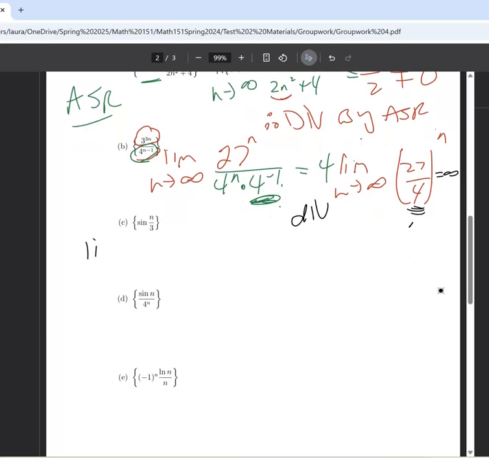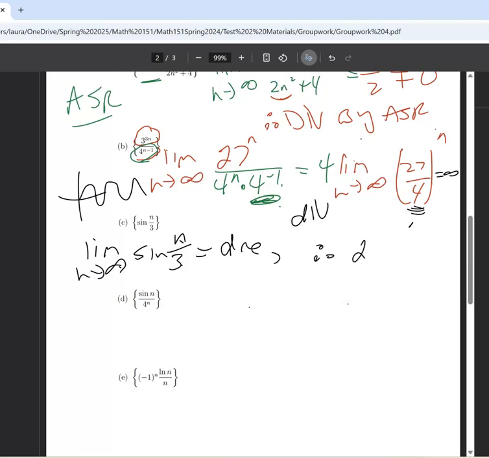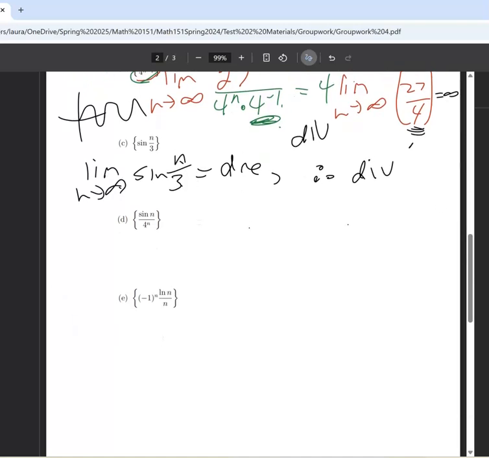So in general, you take a limit, and it goes to infinity, sine of n over 3. I put in infinity, I get sine of infinity. Wait a minute. You know sine does that forever. As n goes to infinity, does sine go towards anything? No, the limit does not exist. So therefore, I can say that the sequence diverges.